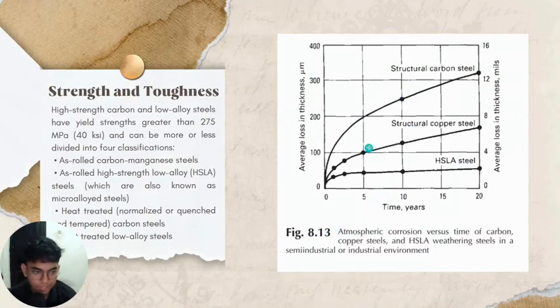The picture beside is about corrosion. Here is the average loss in thickness, in mils. It's about atmospheric corrosion versus time of carbon steel. So this is the time, and this is the atmospheric corrosion.